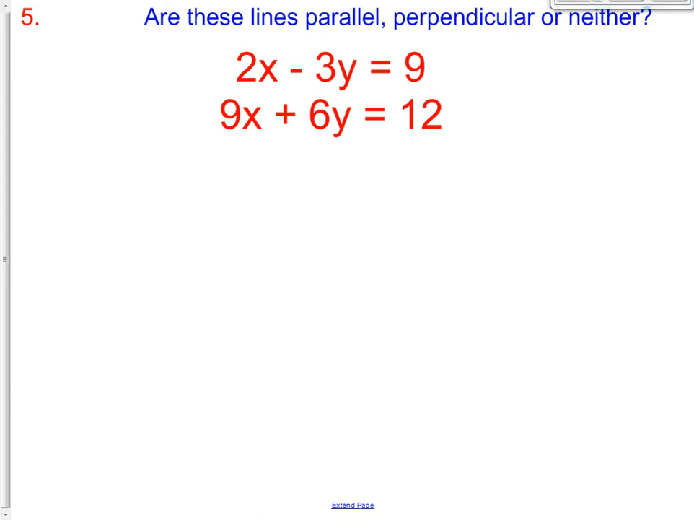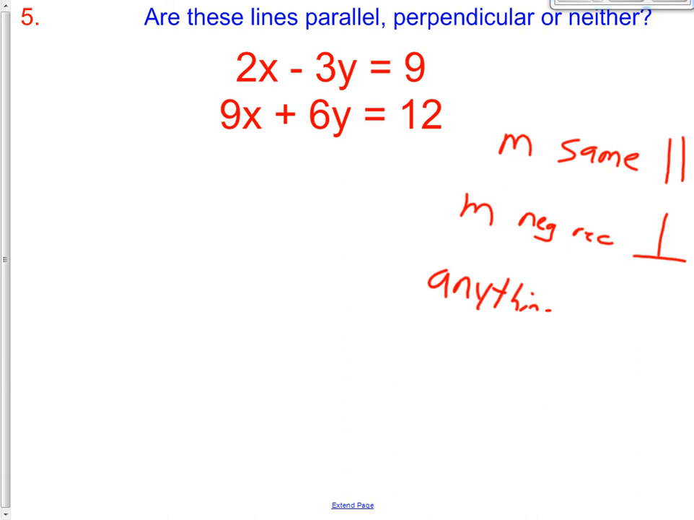Last one, you're going to have some accelerated math objectives like this. Are these two lines parallel, perpendicular, or neither? Well, I know that if the slopes are the same, they are going to be parallel lines. If the slopes are negative reciprocals, they are going to be perpendicular. If they're not the same, and they're not negative reciprocals, then if they're anything else, we would write down the answer, neither. So hopefully these ones are basic enough.